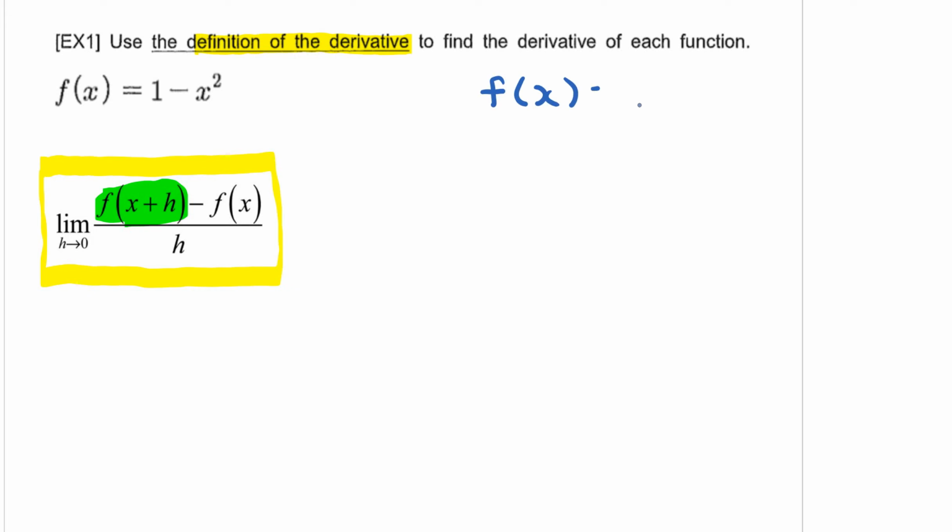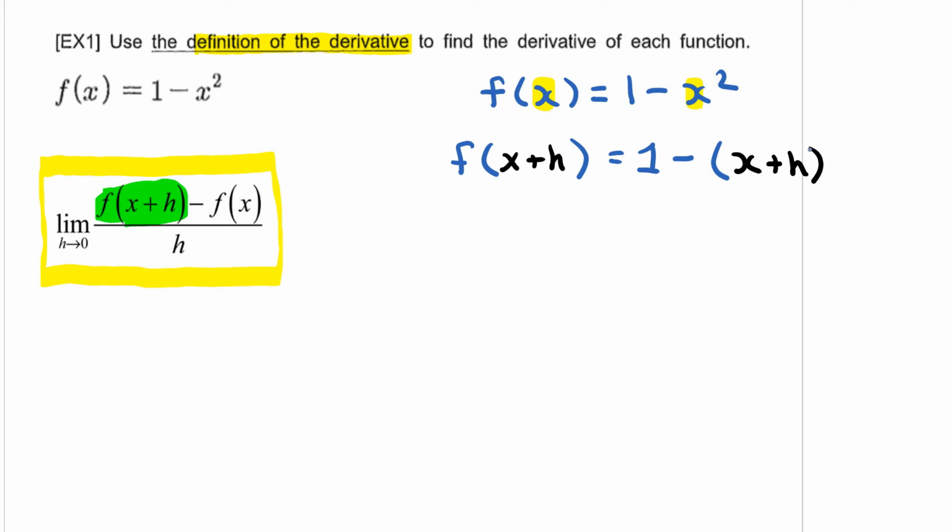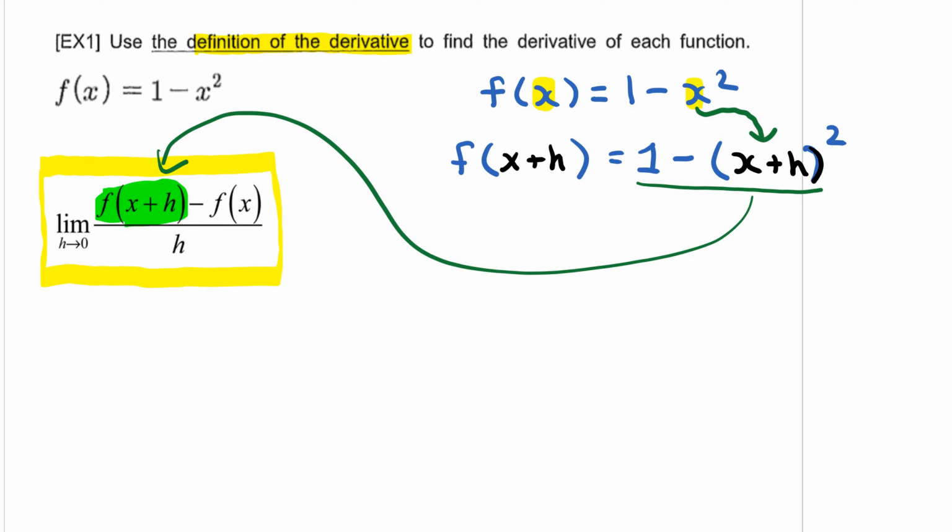First, let me start off by writing the original problem, which is 1 minus x squared. Then just below it, we're going to replace all the x's with x plus h. So if we apply that, we get 1 minus, and then a bracket there. Now the x will be replaced with x plus h, and then I just square that. As you can see, this x was replaced now with x plus h. So this thing right here represents that part right there.